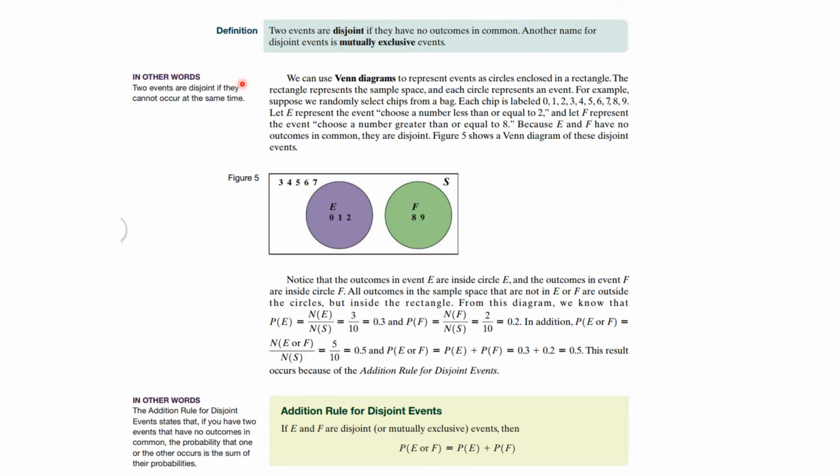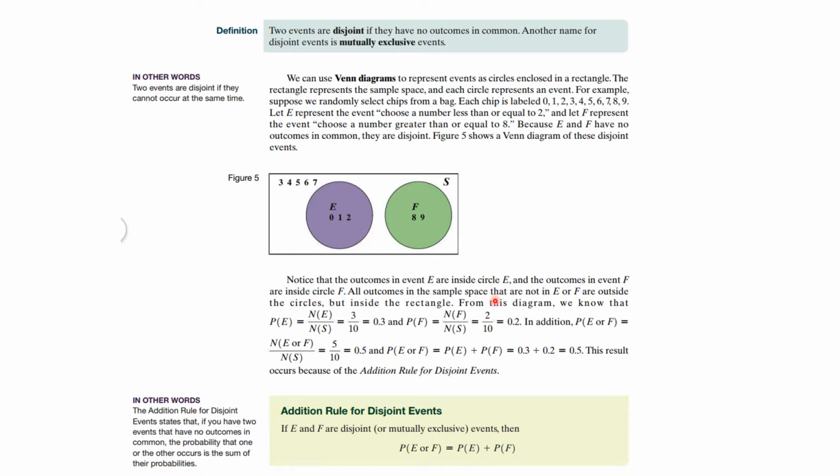Two events are disjoint if they have no outcomes in common. Another name for disjoint events is mutually exclusive events. If we look at this Venn diagram, we see a set E that contains 0, 1, and 2, a set F that contains 8 and 9, and outside of E and F, there are 3, 4, 5, 6, and 7. So S is the universal set, and these two sets are disjoint.